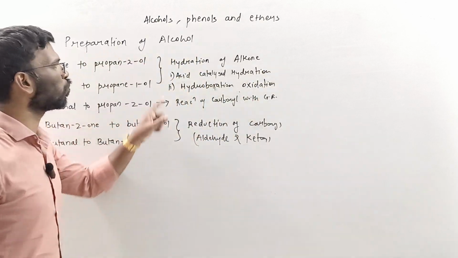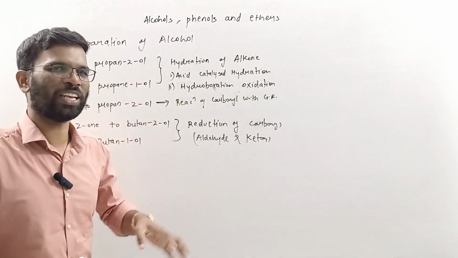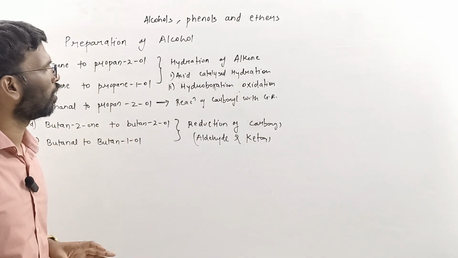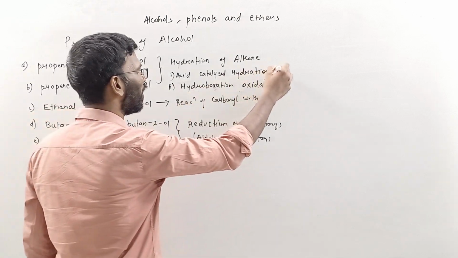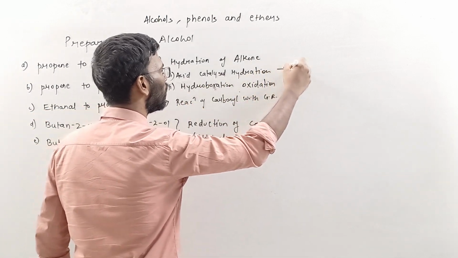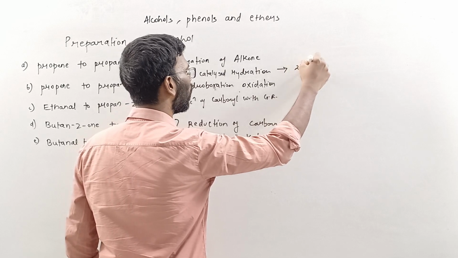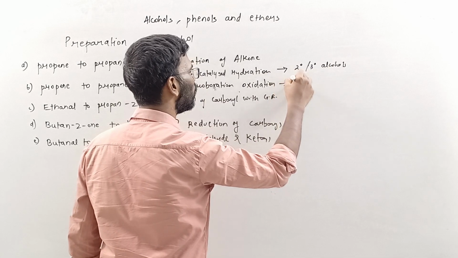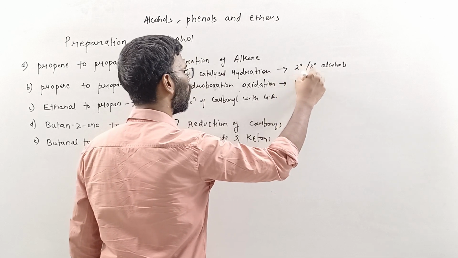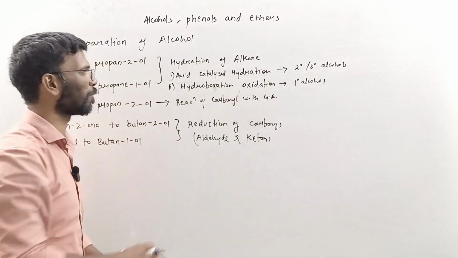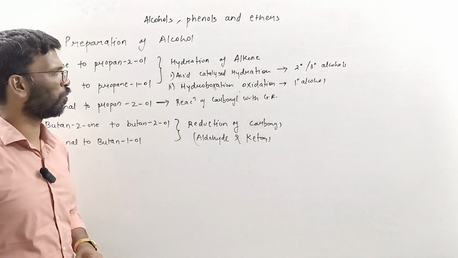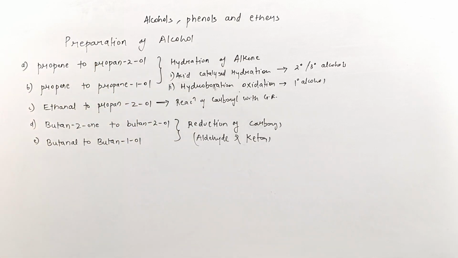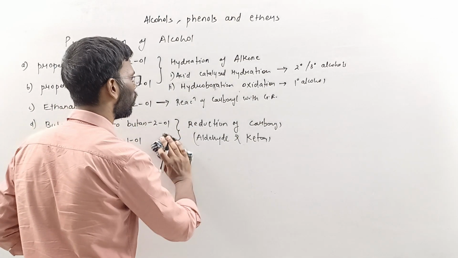So hydration means what? Addition of water to the alkene. When you add H plus and OH minus, the alkene is getting converted to alcohol. Acid catalyzed hydration gives secondary or tertiary alcohol, and hydroboration oxidation gives a primary alcohol. Remember these things, you should be aware of the reagents. First we'll discuss these first two reactions.